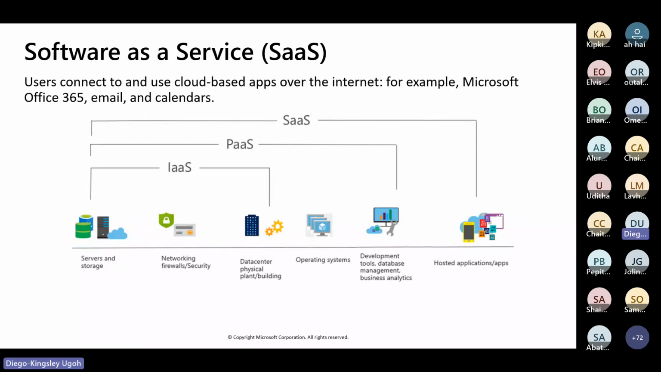So here, you don't bother about the infrastructure, you don't bother about the platform. Just the provider gives you the software. All you need to do now is just put your information in that software and get to use it. That's all. So we have three cloud services. We have the infrastructure as a service, platform as a service, and software as a service.